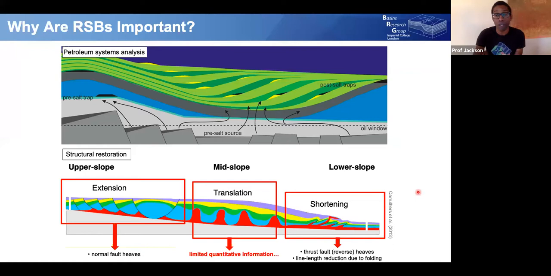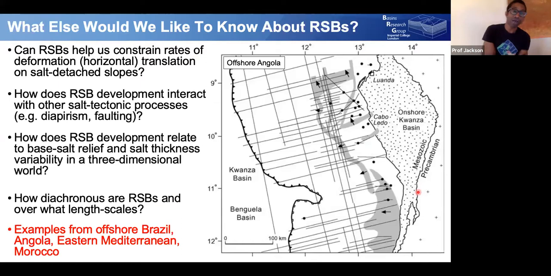So what else would we like to know about Ramp-Syncline basins? Can we use them to constrain rates of deformation? Because that's one thing that we often still lack, I think, rates of deformation in salt tectonics. How does Ramp-Syncline basin development interact with these other processes, like diapirism and faulting? We saw that really nicely in Sean's physical model, but what about in these natural systems? How does Ramp-Syncline basin development relate to base salt relief? So the magnitude of base salt relief and the trend, if you will, and also salt thickness variability, because we do live in a three-dimensional world. Everything I've shown you so far has been two-dimensional. And how diachronous are Ramp-Syncline basins in terms of when they start and when they end, and over what length and actual temporal scales does that diachronicity occur?